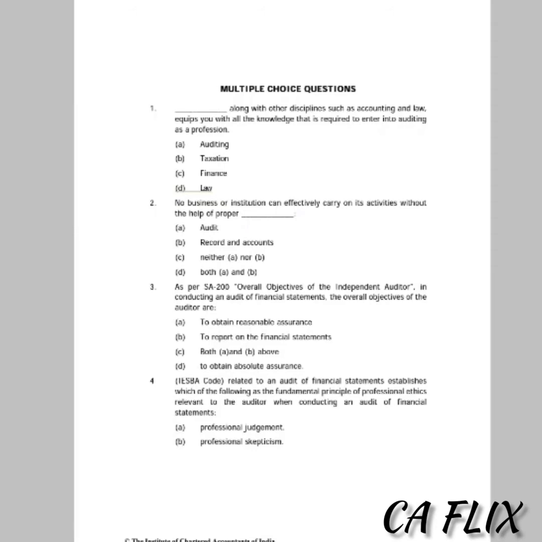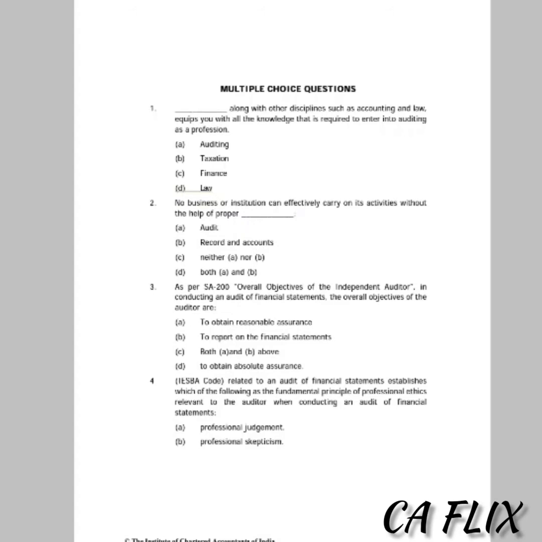Answer is C, both A and B. As per SA 200, overall objective of the independent auditor in conducting an audit of financial statements, the overall objectives of the auditor are to obtain reasonable assurance and to report on the financial statements.